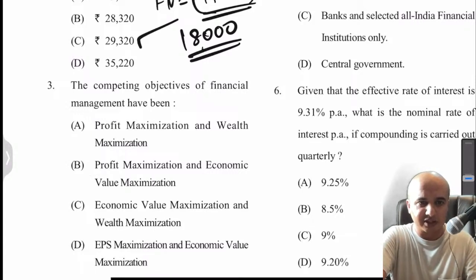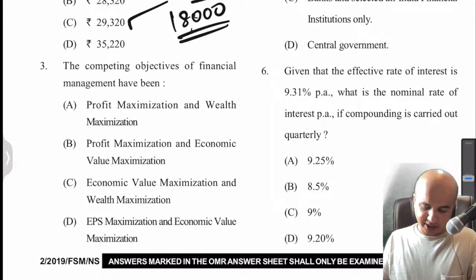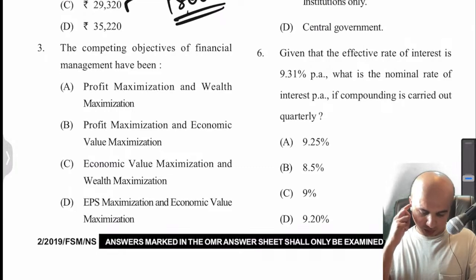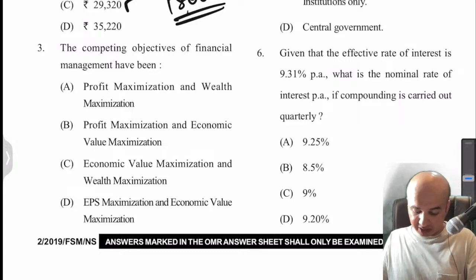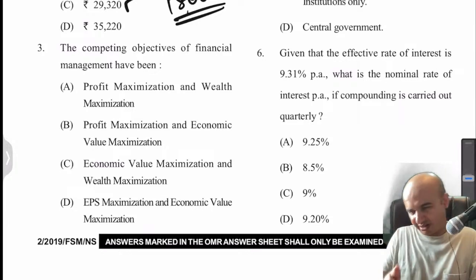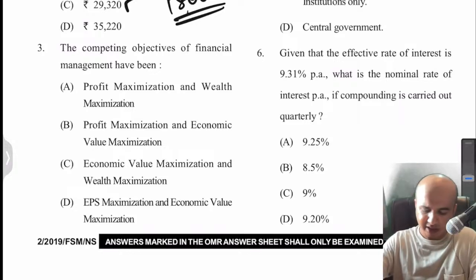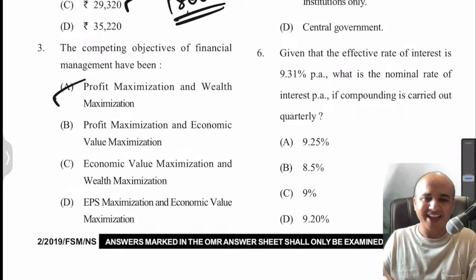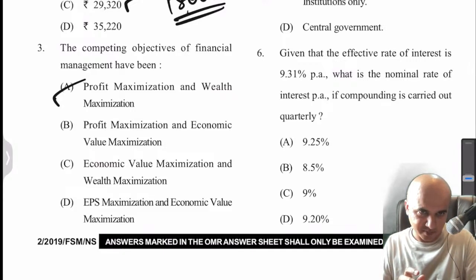Let's read the question first. The competing objectives of financial management have been: profit maximization and wealth maximization; profit maximization and economic value maximization; economic value maximization and wealth maximization; and EPS maximization and economic value maximization. So these are the 4 options, but this is a very popular thing. We already know the answer. Option A is in fact the right answer, that is profit maximization and wealth maximization. That is always the objective of financial management.